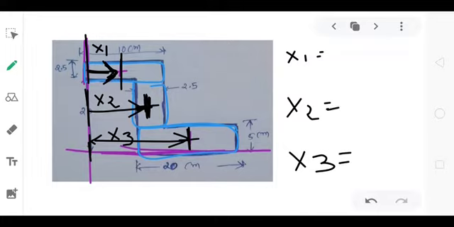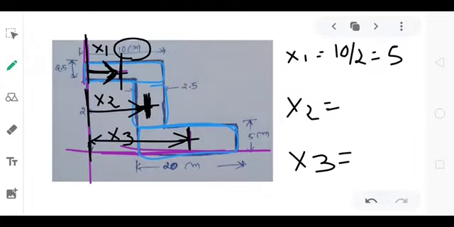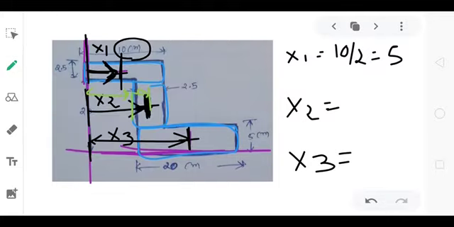Now what will be the x1? It is very simple. This distance is 10, so this center will be at 10 by 2, so it will be at 5 centimeter. Now what will be this center? Before finding this center point, we have to find out this much distance. Then after we can find out this distance. So what will be that distance?